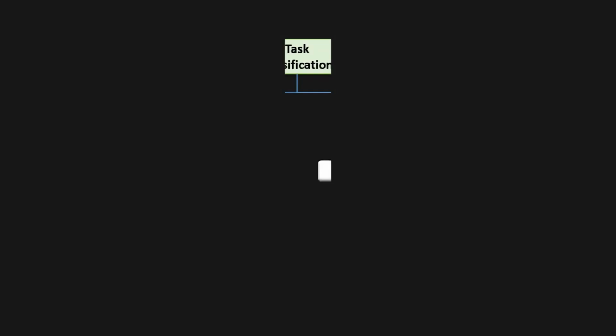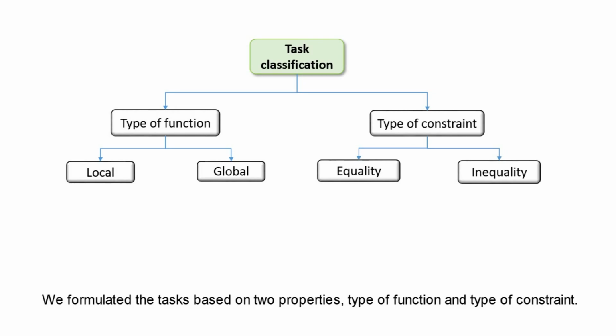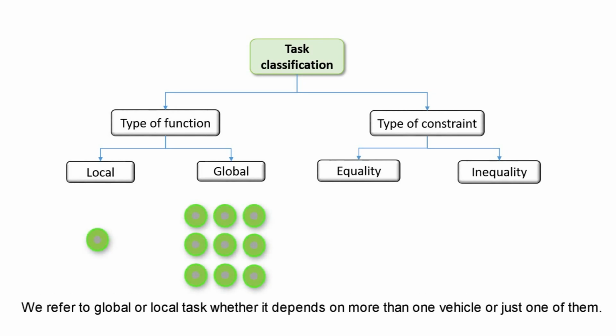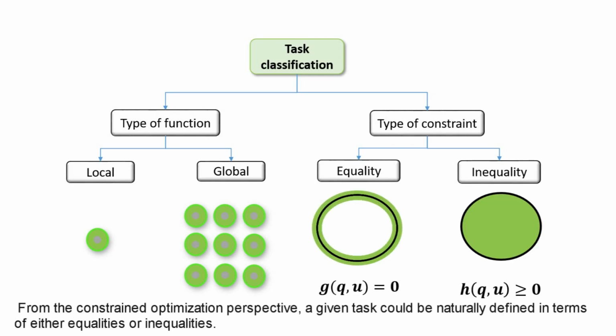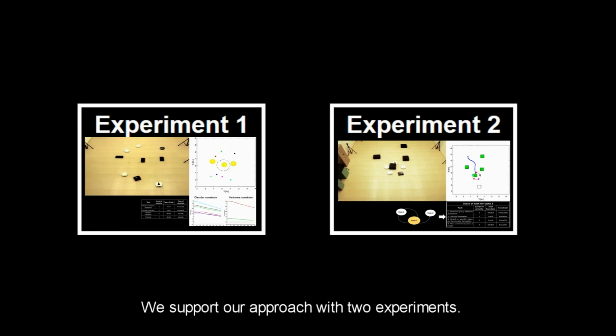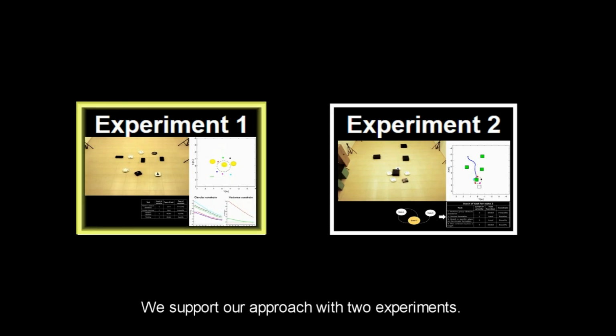We formulated the task based on two properties, type of function and type of constraint. We refer to global or local tasks, whether it depends on more than one vehicle or just one of them. From the constraint and optimization perspective, a given task could be naturally defined in terms of either equality or inequality. We support our approach with two experiments.